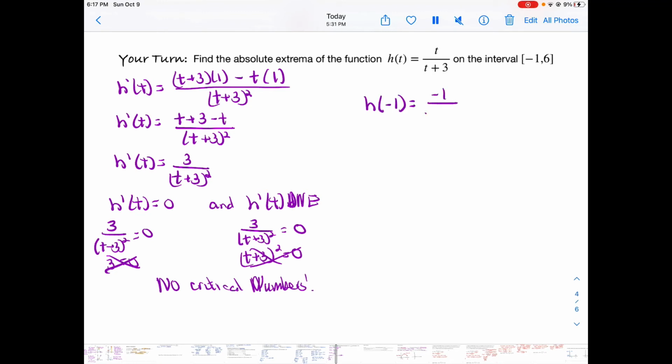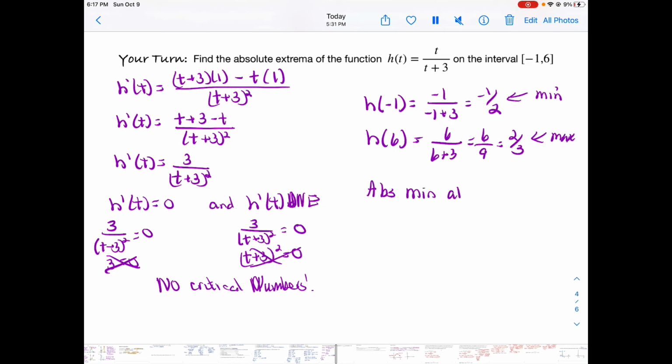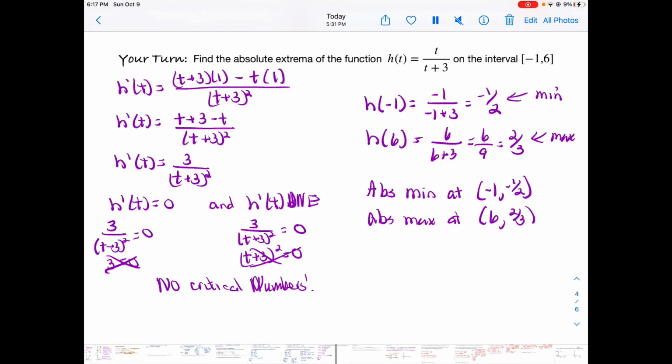So all I have to do is evaluate our original function at our two endpoints to figure out which is our maximum and which is our minimum. So since -1/2 is smaller than 2/3, our minimum occurs at the -1/2 and our maximum at 2/3. So our answer is we have an absolute minimum at the point -1, -1/2, and we have an absolute maximum at the point 6, 2/3, when we're looking only at our interval from -1 to 6.